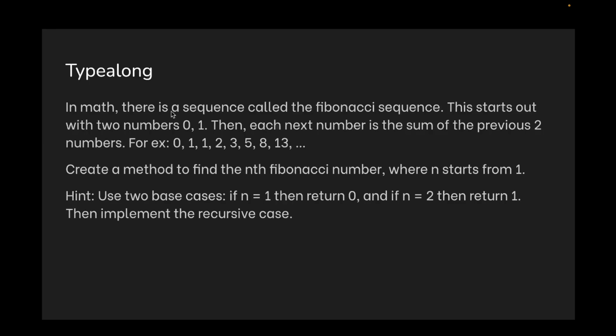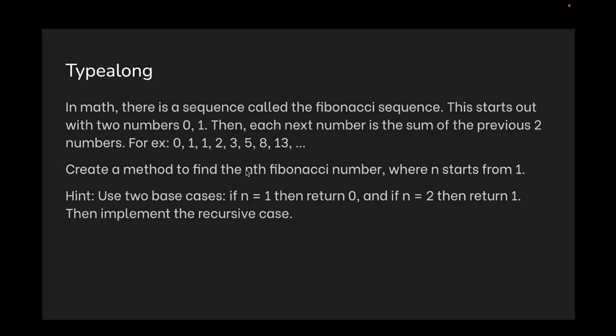In math, there's a sequence called the Fibonacci sequence. This starts out with two numbers 0 and 1. Then each next number is the sum of the previous two numbers. For example, 0, 1, and then we add 0 and 1, we get 1. 1 and 1, we get 2. 1 plus 2, we get 3. 2 plus 3, we get 5. 3 plus 5, we get 8. 5 plus 8, we get 13. And then so on and so forth.